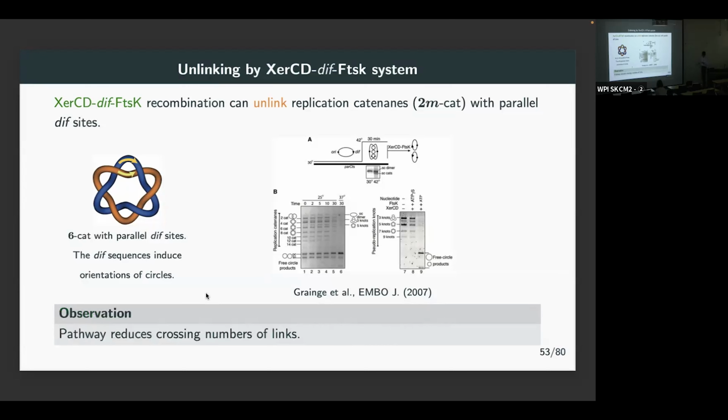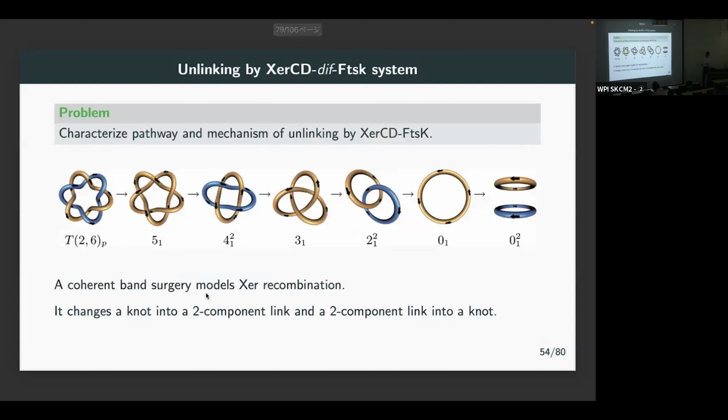And from the experiment, we give some mathematical assumption. From the experiment, we assume that at each recombination, the complexity of the linking, which can be observed by a crossing number, will go down in each step. And using this as an assumption, we will characterize the unlinking pathway. So this is an example of the unlinking pathway.